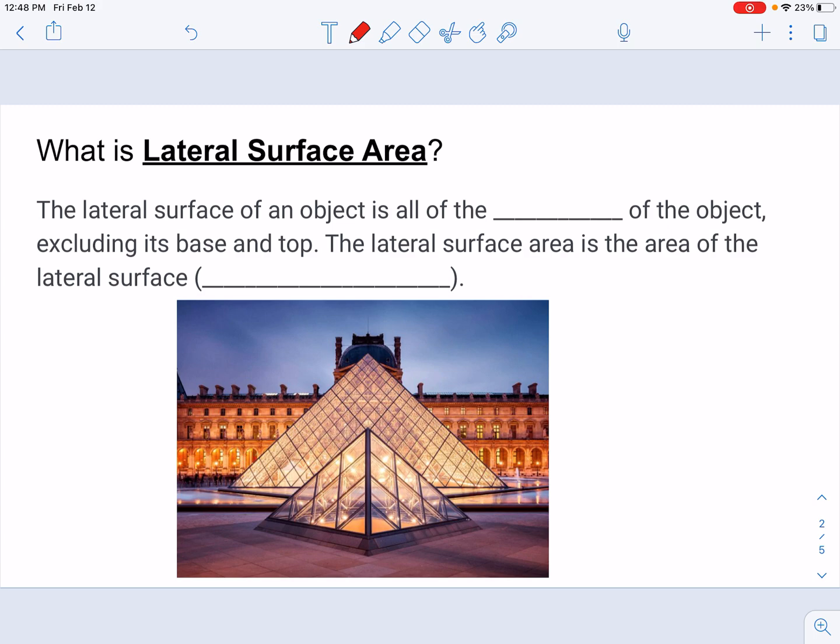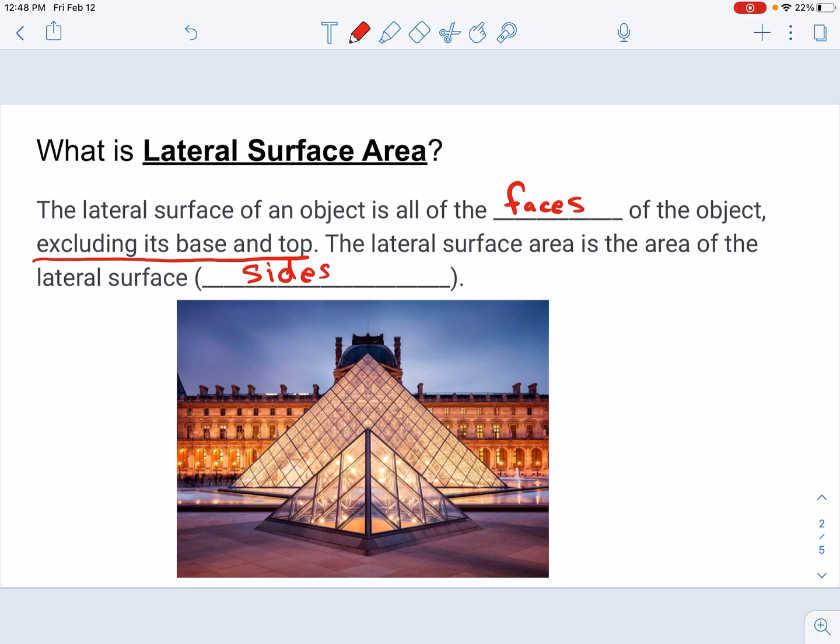The lateral surface area of an object is all of the faces of the object, excluding its base and top. So not the top and the bottom. The lateral surface area is the area of the lateral surface. Okay, so remember it's just the sides of the shape, not the top or the bottom.